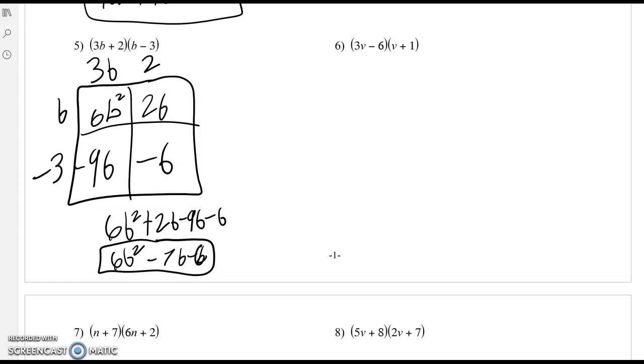All right, so do we agree that it is 6b squared minus 7b minus 6? No, what should that top corner be? Should just be 3b squared. You're taking 1b times 3b. So it should be, do we agree with 3b squared minus 7b minus 6?